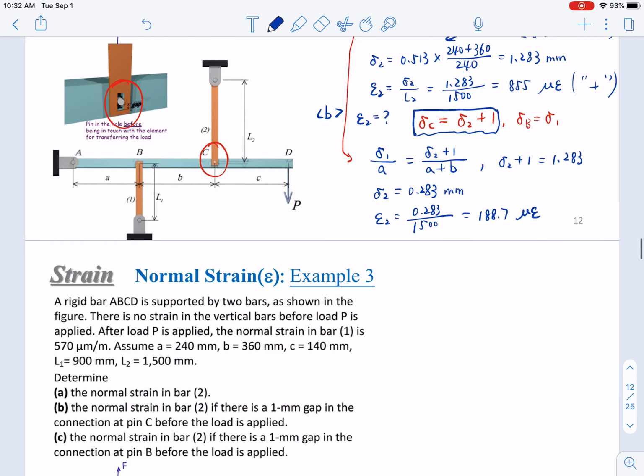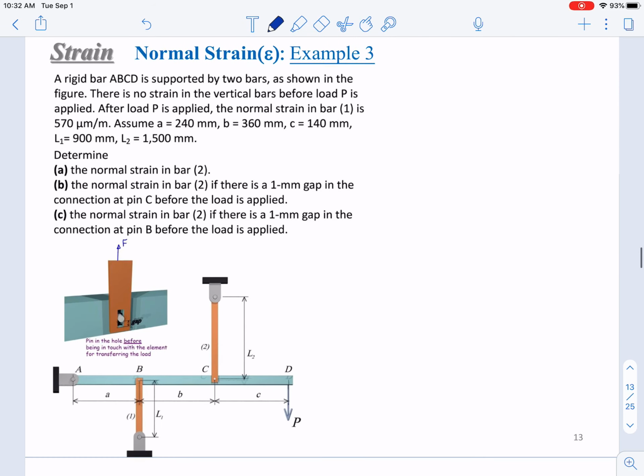And then step C. In step C, again, we just calculate epsilon 2, but the condition has been changed. So this time in step C, we don't have any gap at point C. We have a gap at point B. But again, this means that when you add the load P to it, the pin at point B will have to travel for 1 millimeter before it touches the edge of the hole on bar 1.